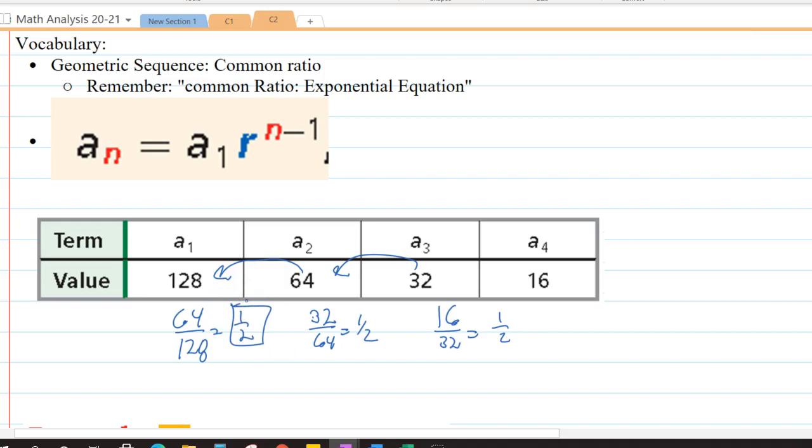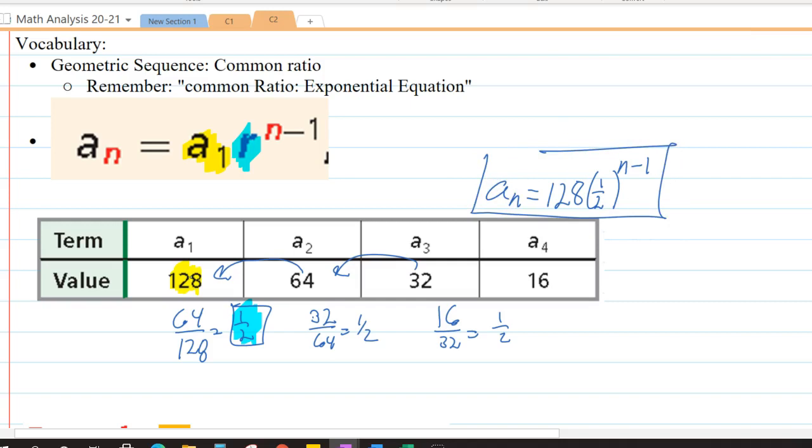Now let's build the equation. A sub n is equal to our first term, a sub 1. What is our first term? Our first term is 128. So I'm going to write 128 times our common ratio. We said our common ratio is 1/2. I put 1/2 in parentheses because it's a fraction, raised to the power of n minus 1. This would be our geometric sequence for that set of numbers. Then they can ask us any number they want. We can plug it in and figure out what the value will be.